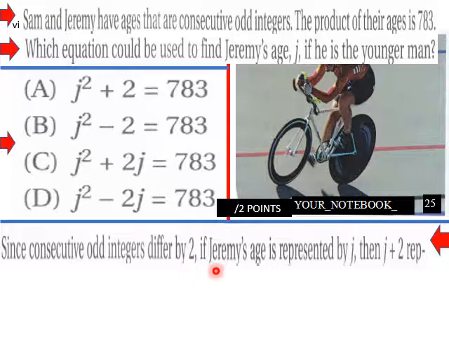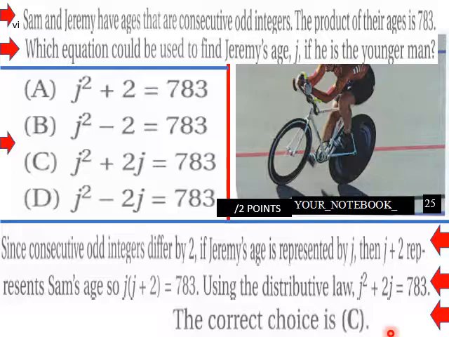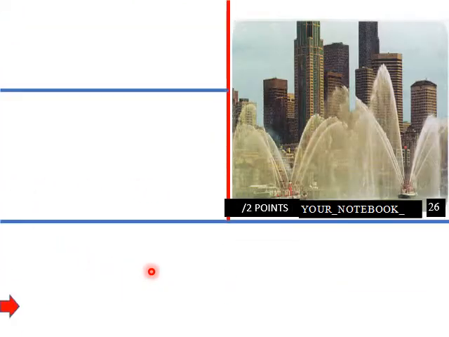So consecutive odd integers differ by 2. If Jeremy's age is represented by J, then J plus 2 represents Sam's age, so J times J plus 2 equals 783. Using the distributive law, J squared plus 2J equals 783 would be C in that case.